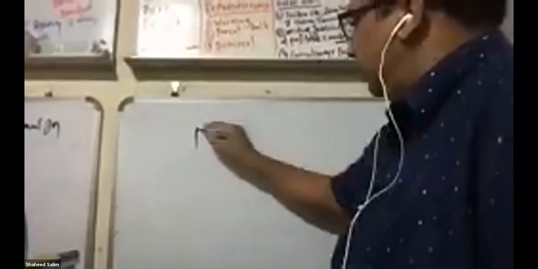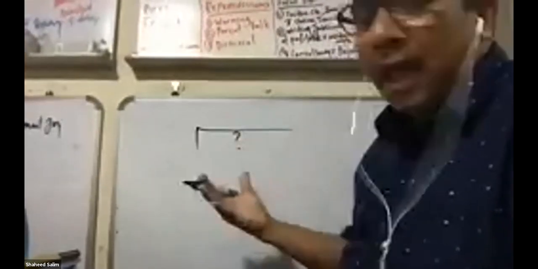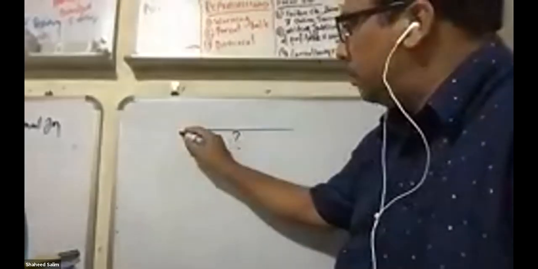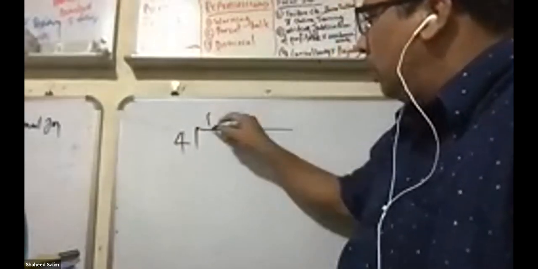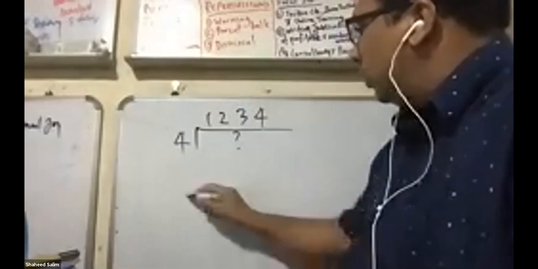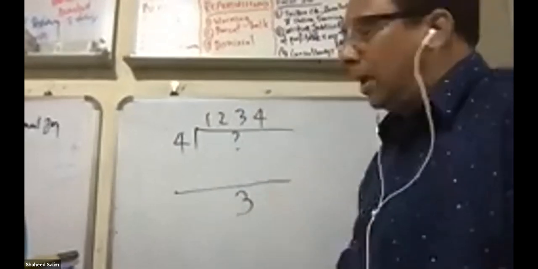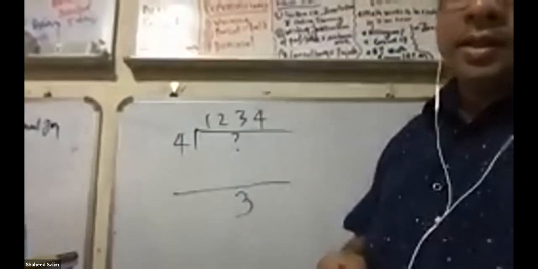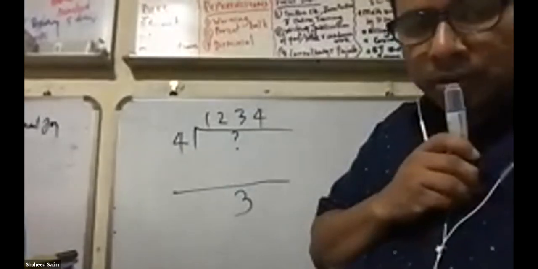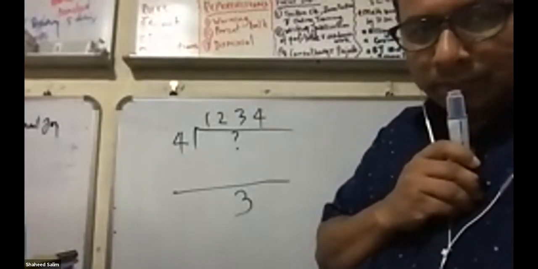And watch. What is the number? I don't know. But you divide it by 4. You get 1, 2, 3, 4, and you get a remainder of 3. What is the number? Come on, Neris. You can do this, Neris.